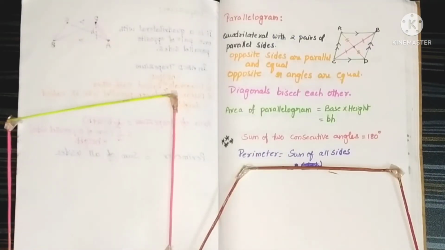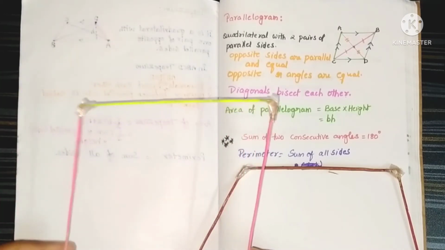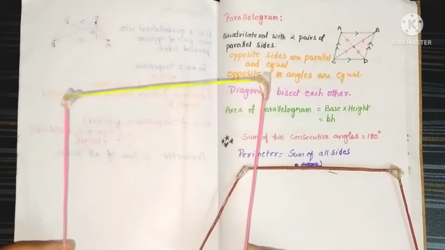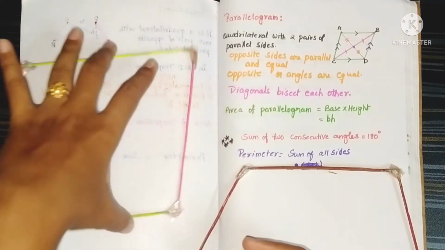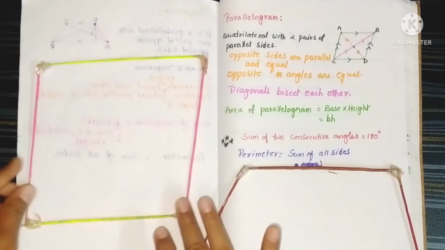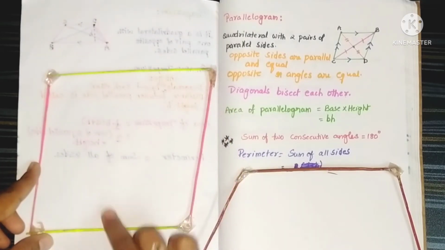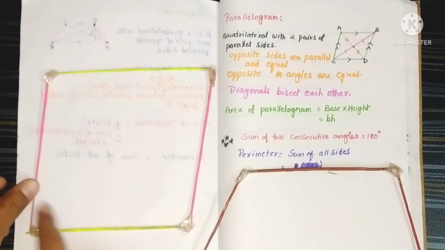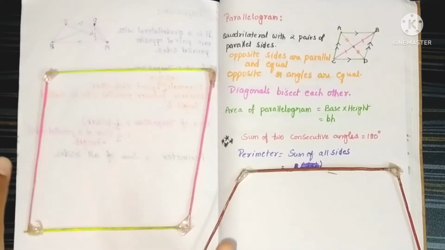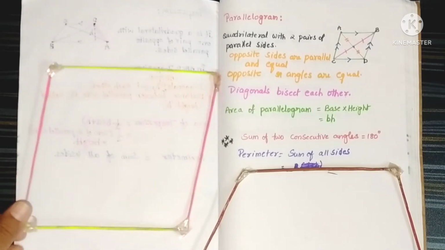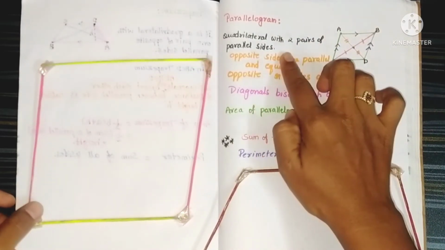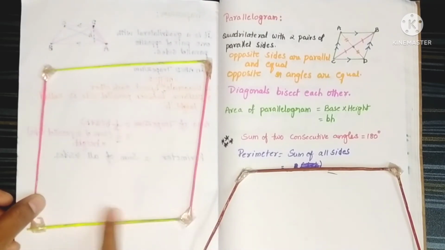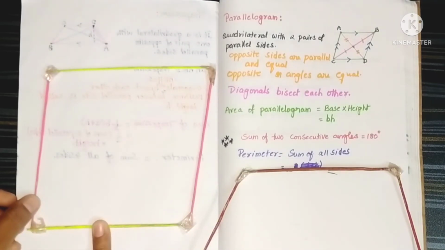So the second type of quadrilateral is a parallelogram. A parallelogram is a closed quadrilateral having two pairs of parallel sides. Okay. So here opposite pairs are parallel and equal. Okay, and the angle is not a right angle. What is a parallelogram? A quadrilateral with two pairs of parallel sides. So opposite sides are parallel and equal also.